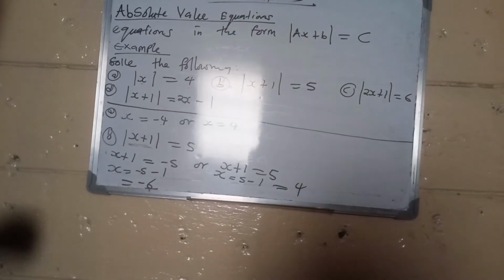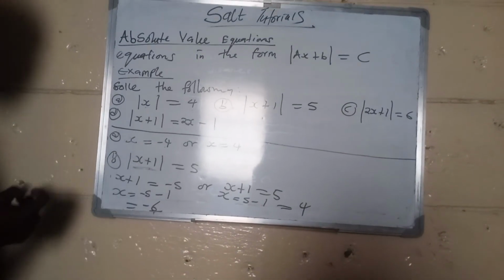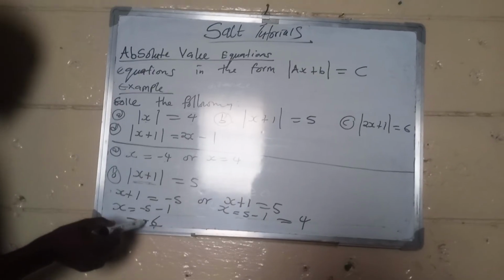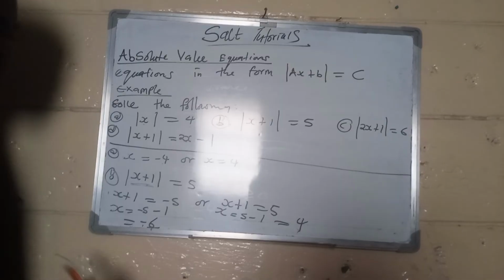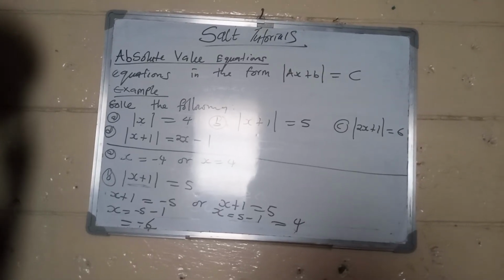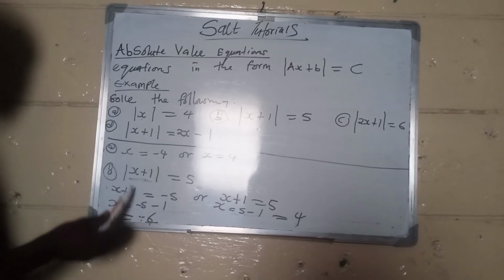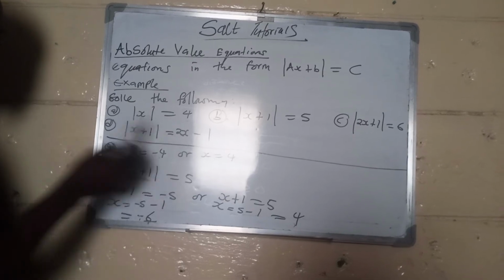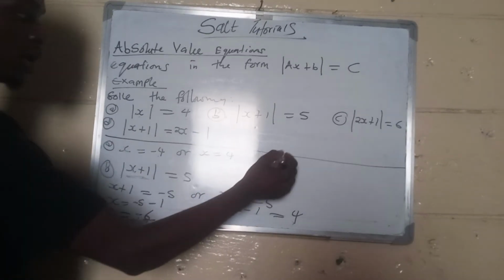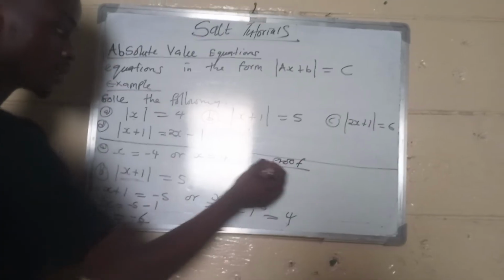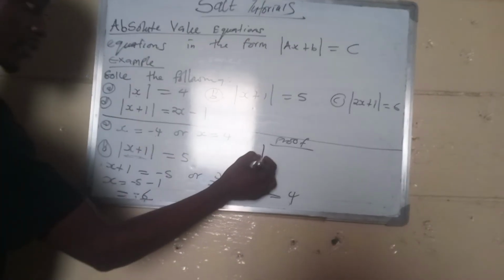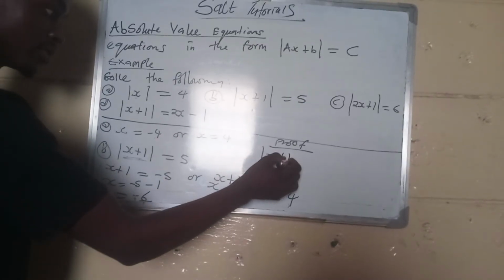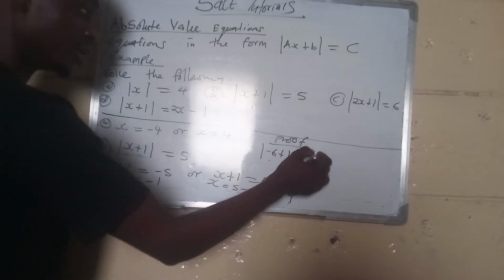So now, according to this equation on B, we have that x is -6 or x is +4. Now we can prove these values. Is it true that if x is -6, inserted in here, we're going to have the answer to be 5? We can prove our solution by saying that -6 inserted in there, I'm going to have the absolute value of -6 plus 1. This should give me a +5.